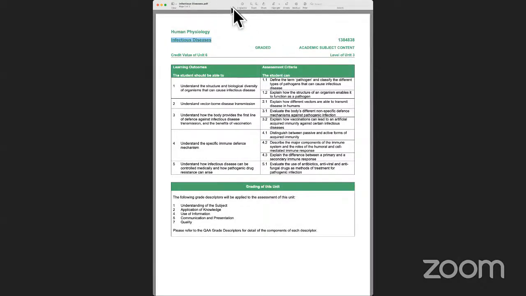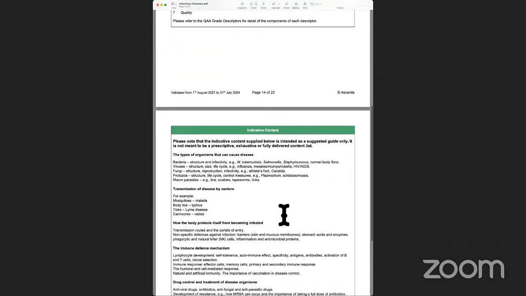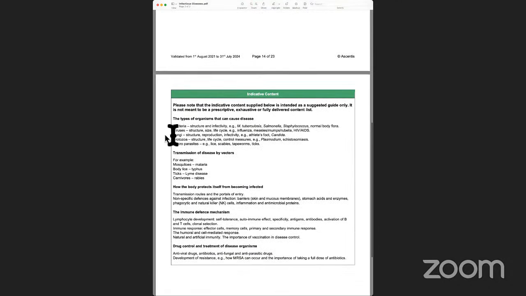Now, if I just take you back to the unit specification, what we are looking at here is that when we look at the learning outcomes, it's not just about covering some part of the content which is given here. So things like bacteria, viruses, fungi, protozoa, and macroparasites, these are the ones that we are going to provide cultures for when you are able to see them under the microscope.